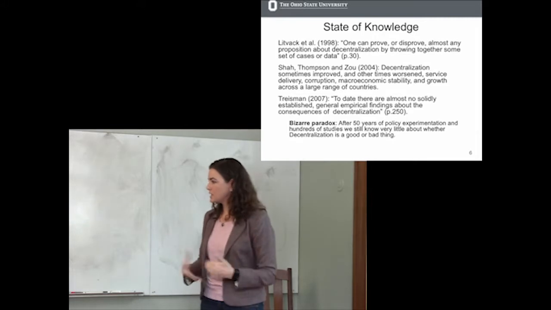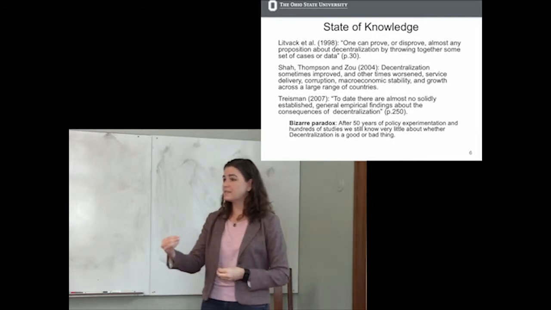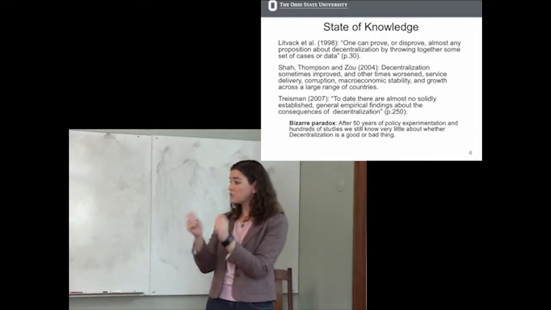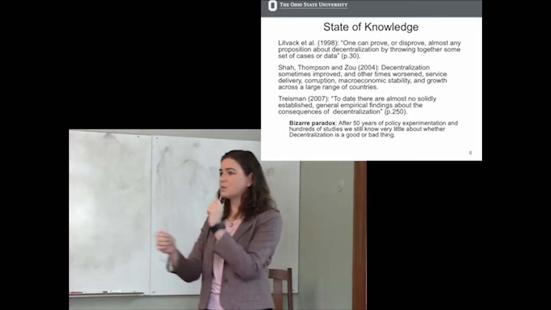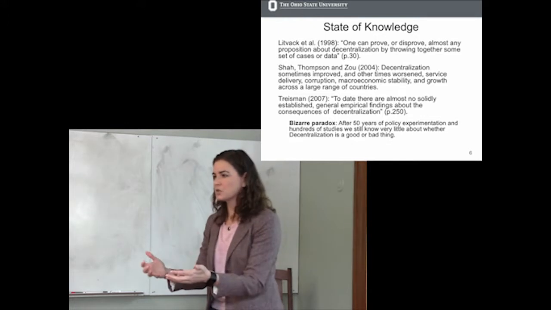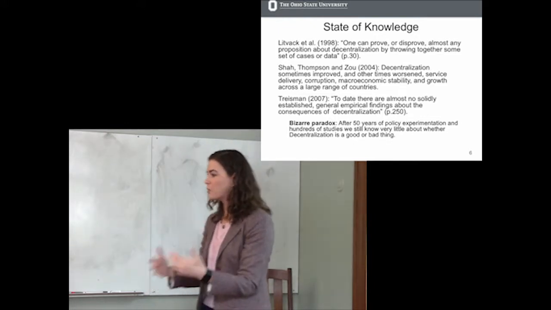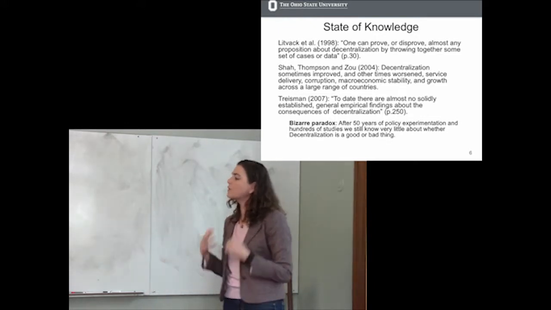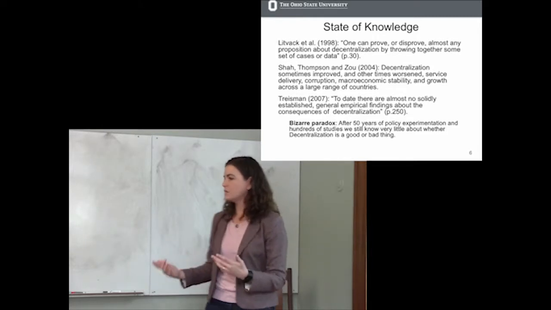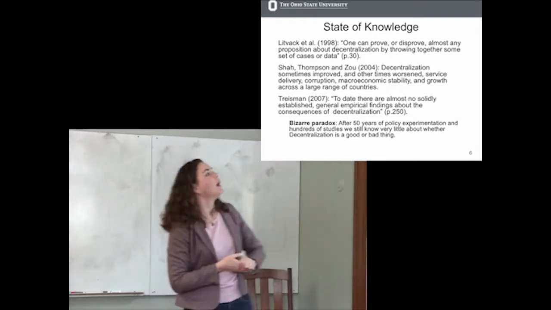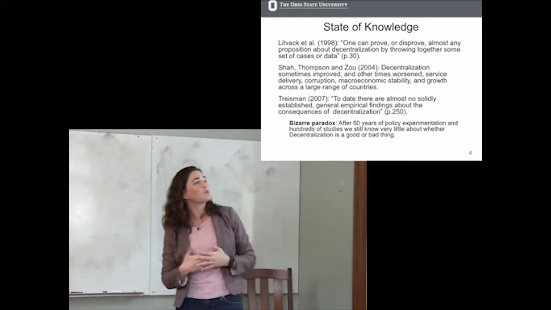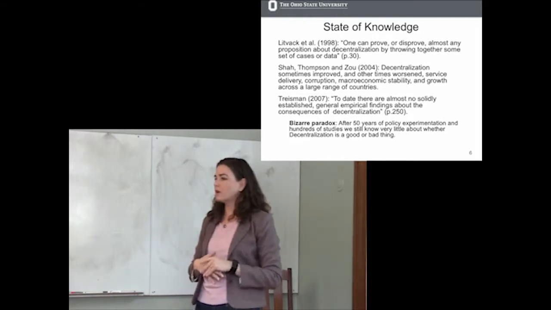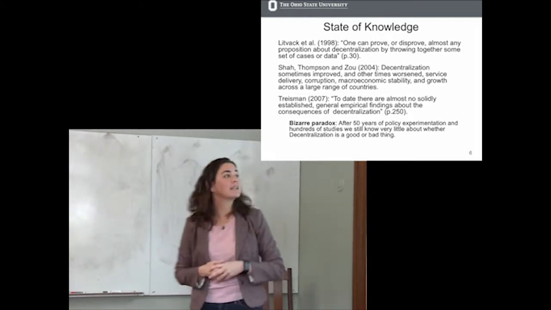So a lot of decentralization studies are done by doing small case studies and comparing different countries to one another. One country had a majorly decentralized system and one didn't. The contexts are totally different. Those countries are totally different. The political economy is totally different. So how can you compare those in a rigorous way, is basically what this is saying. There's another one that says decentralization sometimes improved and other times worsened service delivery, corruption, macroeconomic stability, and growth. So here's a mixed outcome within the study itself.